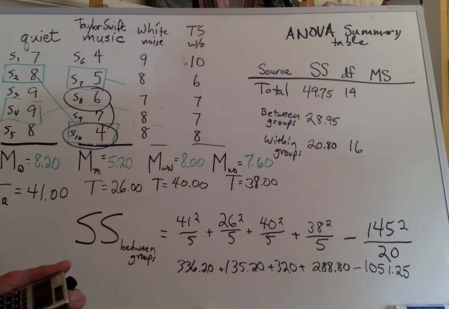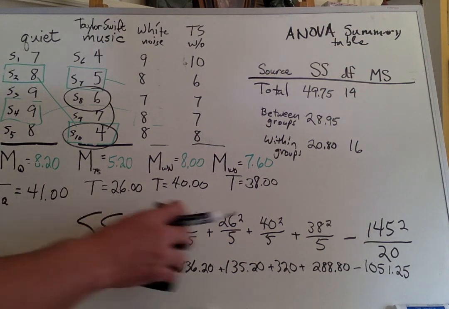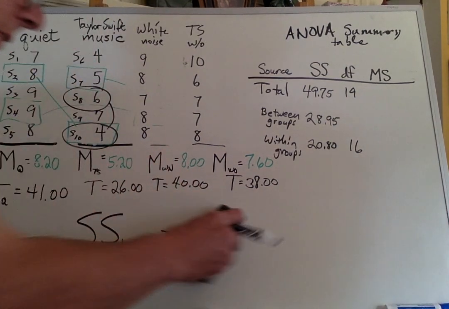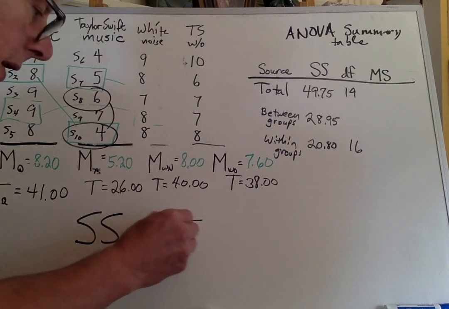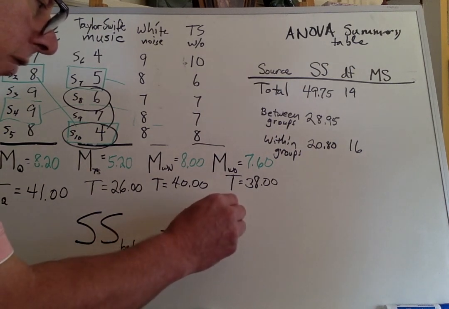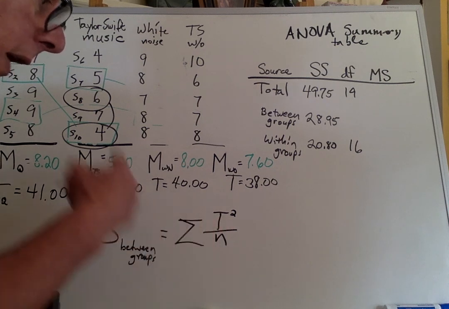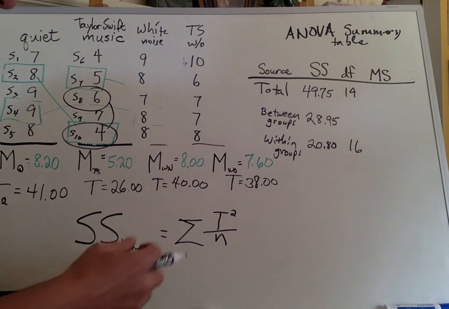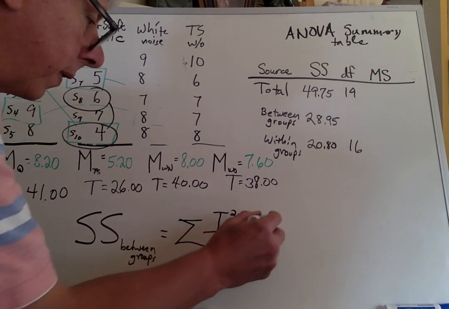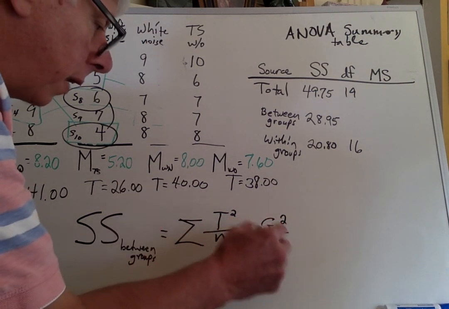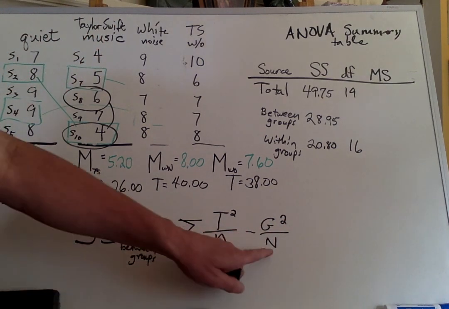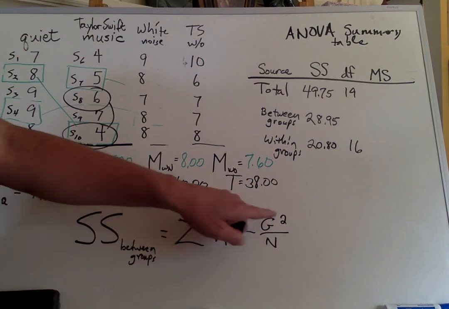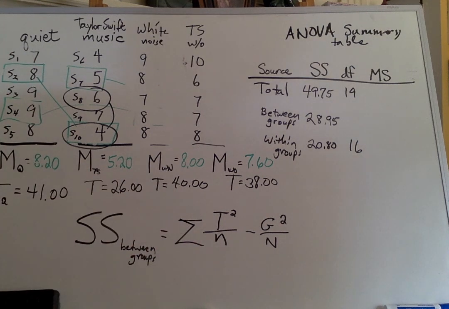Now I want you, so computations, right? Well, it's nice when you can understand the formula, right? The sum of each treatment squared over the n. When you say sum, then you're saying there's a number of these. In this case, there's 4 of them, okay? And then G squared over N, okay? The total number of people, the grand total squared. That's the formula.